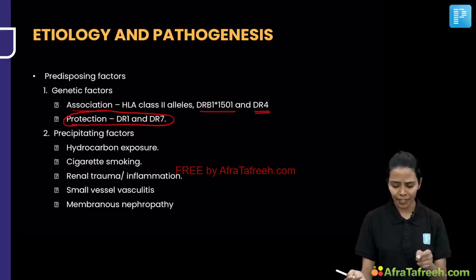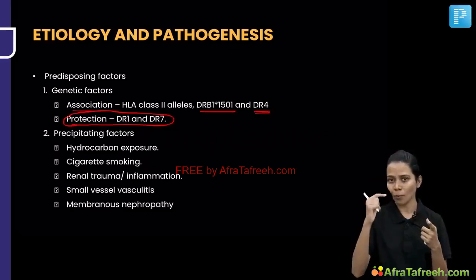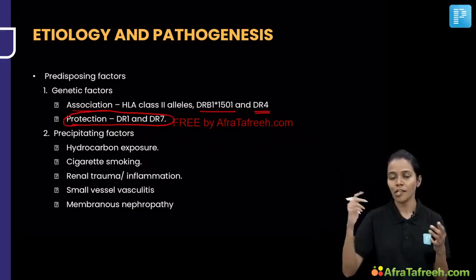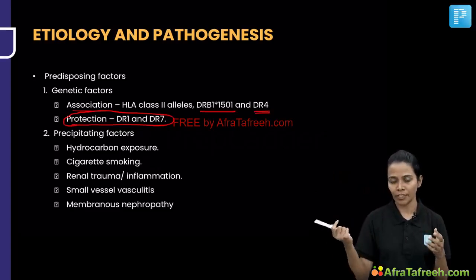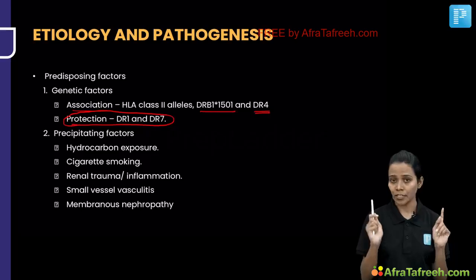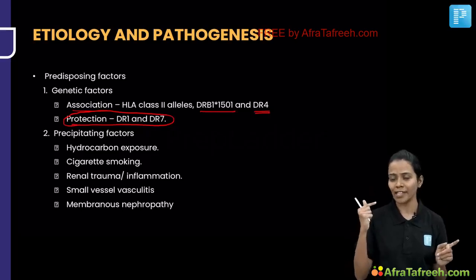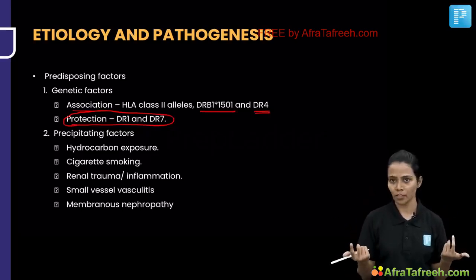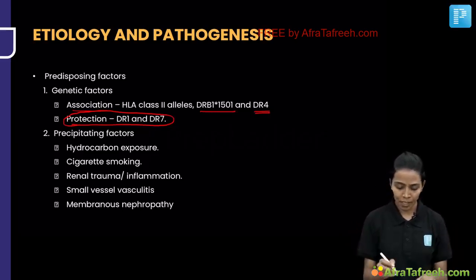For example, see if the question is framed, they will ask which is a protective allele. That is the most common possibility, or it might come as an option like which of the following is false. They can ask DR4 is a protective allele. So, 1 and 7, if you can remember, 1 and 7, these are protective alleles. So in the question, if anything else comes, you can rule it out by exclusion. That is pretty simple. Okay.